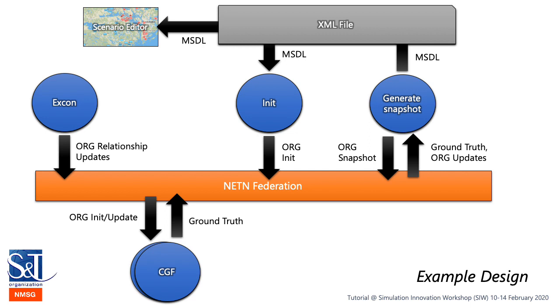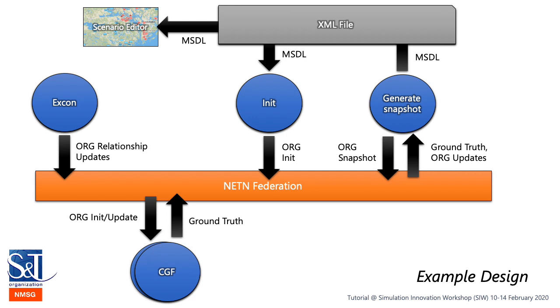So we can change the force structure through the XCON systems to create a dynamic order of battle. We also have CGFs that implement support for this, subscribing to these object classes in order to receive that information for initialization. So they will discover which units they will represent, and also initial values for setting the initial state of the units. And we have systems that can capture changes in the order of battle and create snapshots, also in MSDL file format, for reinitialization.